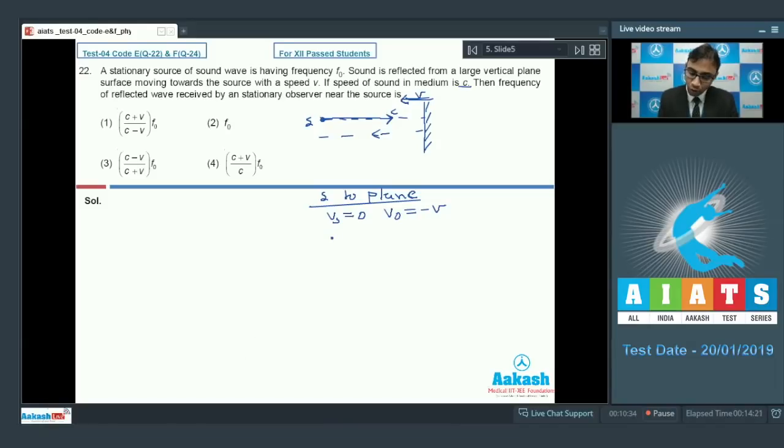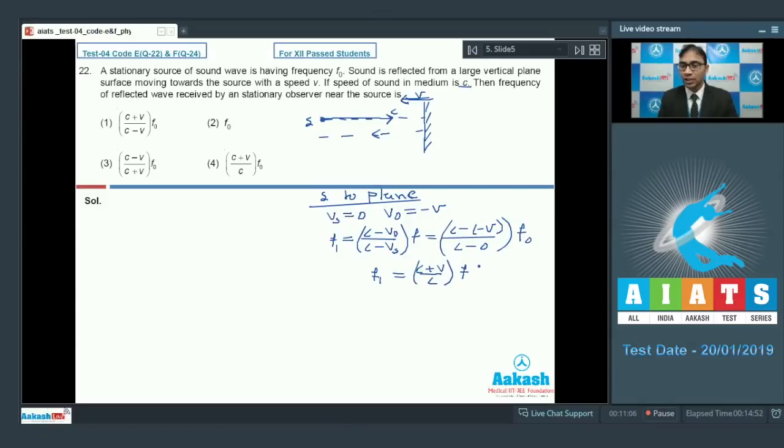From the formula of the Doppler effect, the apparent frequency received by the plane will be equal to c minus velocity of the observer, by c minus velocity of the source, into the original frequency. So from this we get c minus of minus v, divided by c minus 0, into the original frequency f. So f1 will be equal to c plus v by c into the original frequency. So this is the frequency received by the plane.